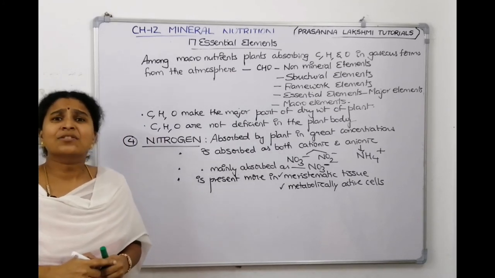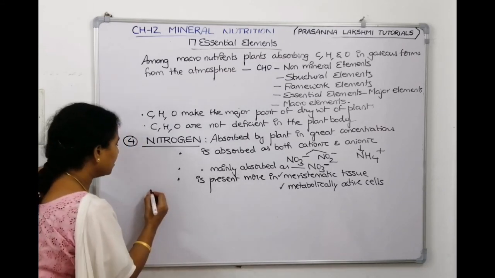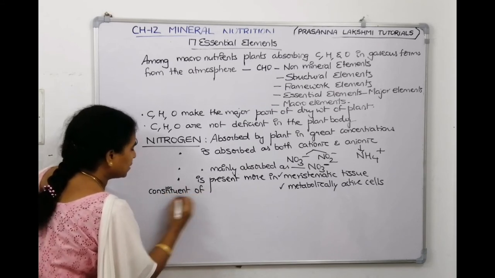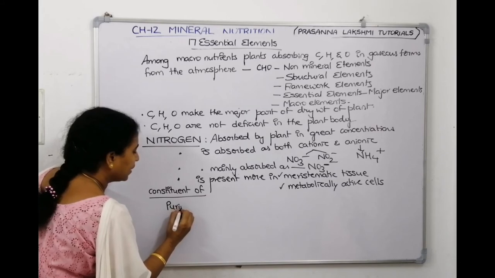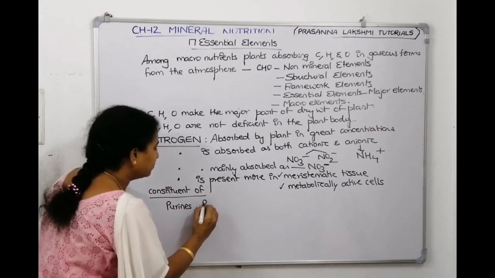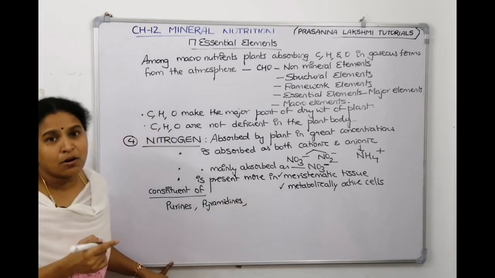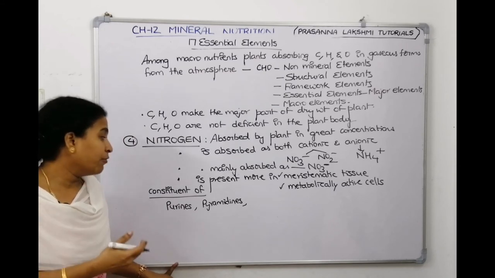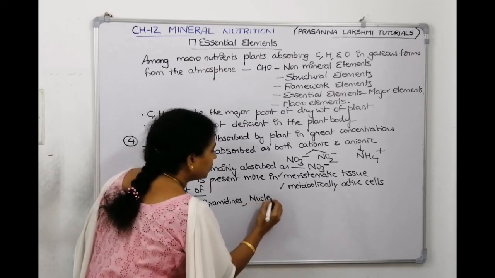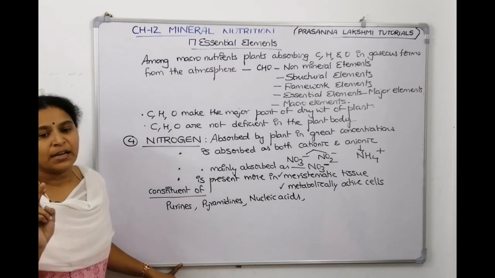And where is nitrogen seen? In which elements is nitrogen seen? Come on, tell me. So nitrogen is a constituent of purines. What are purines? Adenine and guanine. Nitrogens are there. Pyrimidines are thymine, cytosine, uracil. There also nitrogen is there, right? So it is part of purine and pyrimidine, which means it is part of nucleic acids.